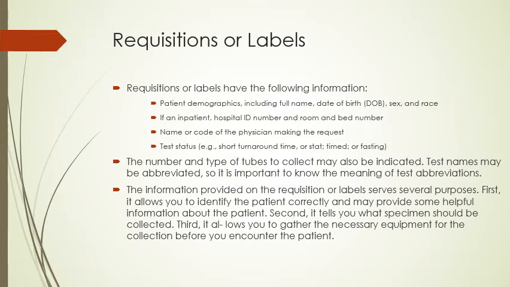The information provided on the requisition or the labels serves several purposes. First, it allows us to identify the patient correctly, and it will also help us provide some helpful information about the patient. Secondly, it tells us what specimens should be collected. Lastly, it also allows us to gather information and equipment for the collection before we encounter the patient. So we already know what tubes we need and things of that nature. There are a few things that this really helps with.